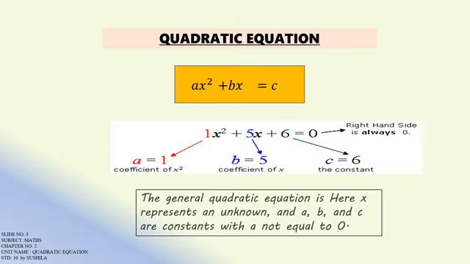These are nothing but arbitrary variables and arbitrary constants, right? You have to be very clear with the terms of these equations. Here they have represented 1 as a, 5 as b, and 6 as c. The 6 is a constant number. Then here 1 is the coefficient of x square, and 5 is the coefficient of x, right?